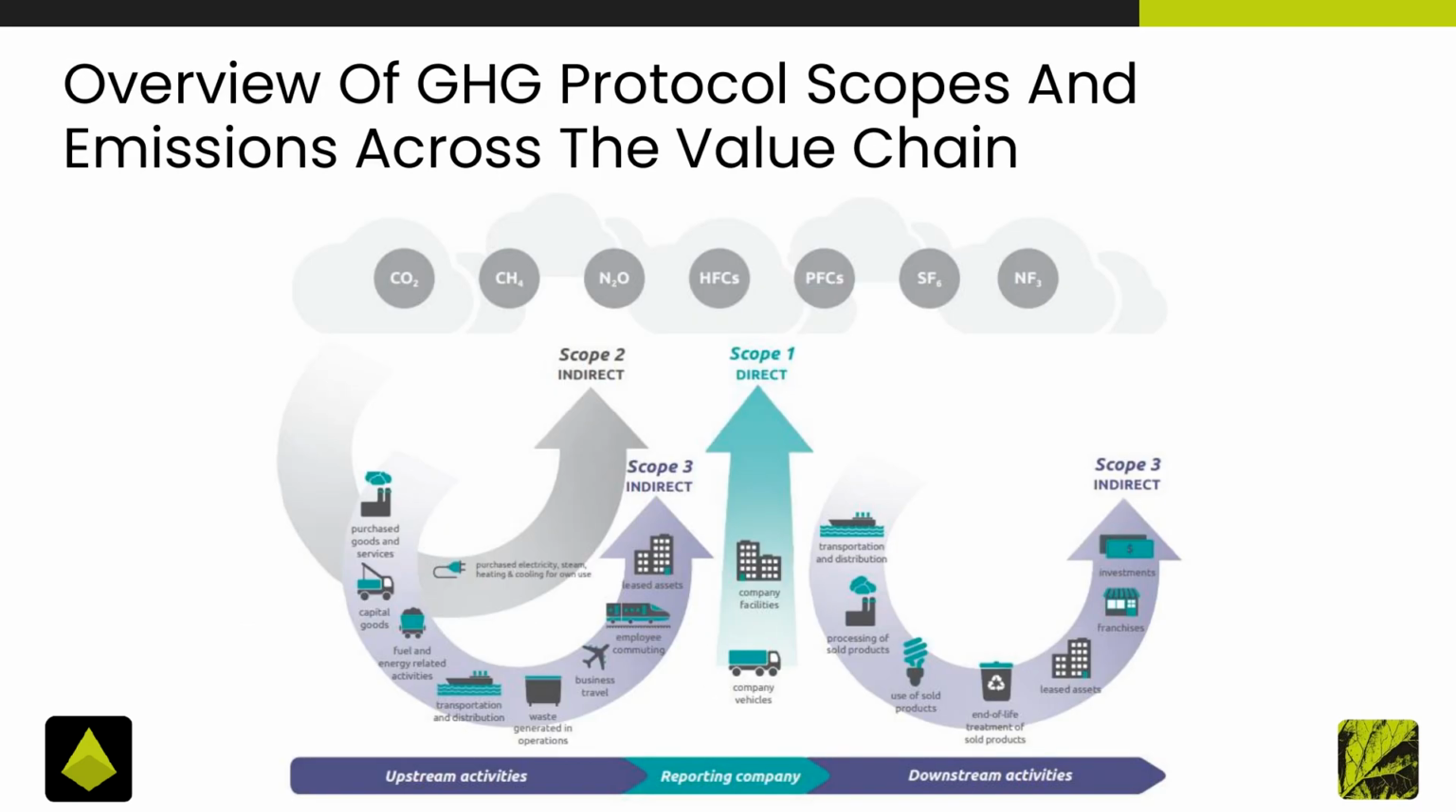This diagram illustrates the overview of GHG Protocol scopes and emissions across the entire value chain. We start with Scope 1, which covers direct emissions from owned sources. Scope 2 comprises indirect emissions from purchased electricity, heat, and steam. And Scope 3, the focus of our discussion, includes all other indirect emissions that occur in a company's value chain, both upstream and downstream. This comprehensive view is vital for understanding and reducing a company's total carbon footprint.